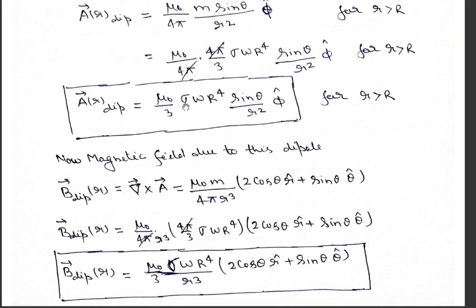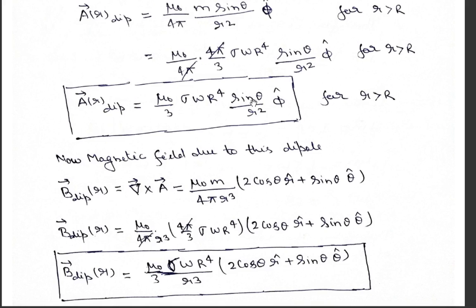Now if you want to cross check whether the magnetic dipole moment we have calculated is correct or wrong, and whether this vector potential due to the dipole is correct or not, we can find out the magnetic field due to a dipole. So we know that B is equal to del cross A. And in my multipole expansion lecture, I will explain what will be the value of the magnetic field due to a dipole. So that will be del cross A.